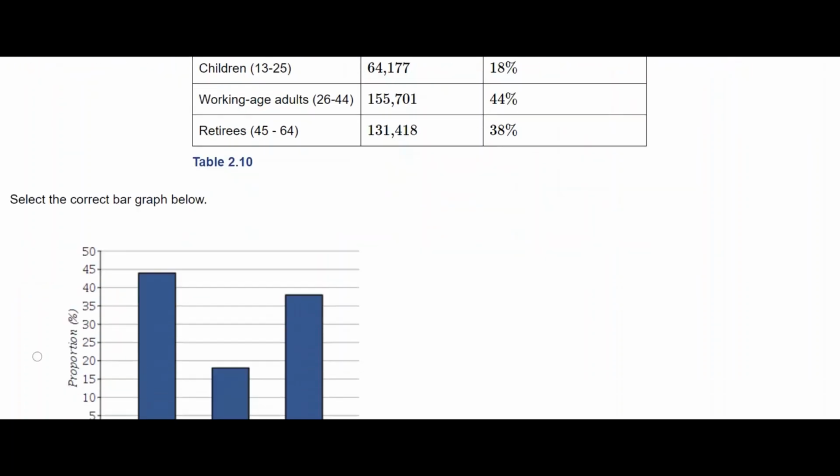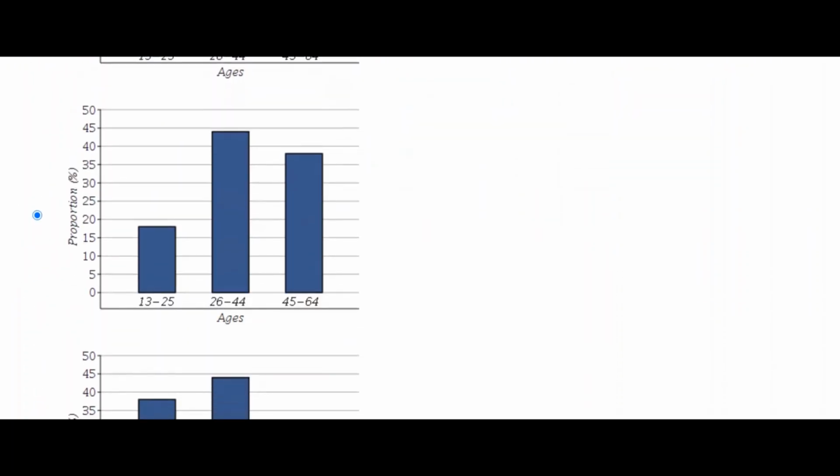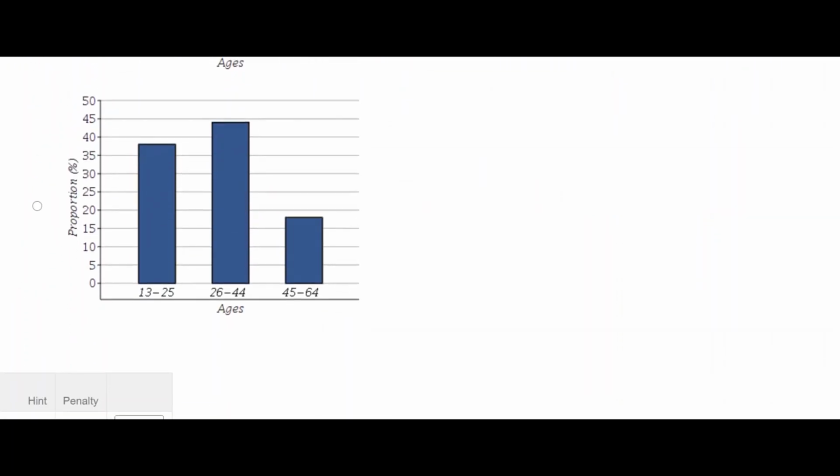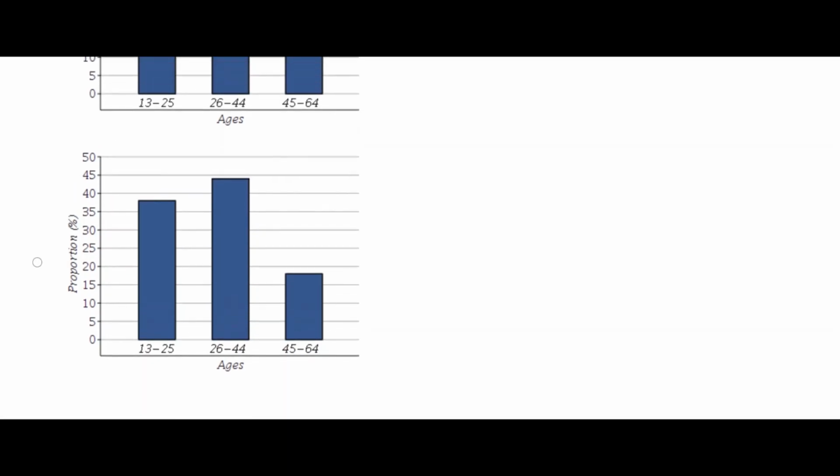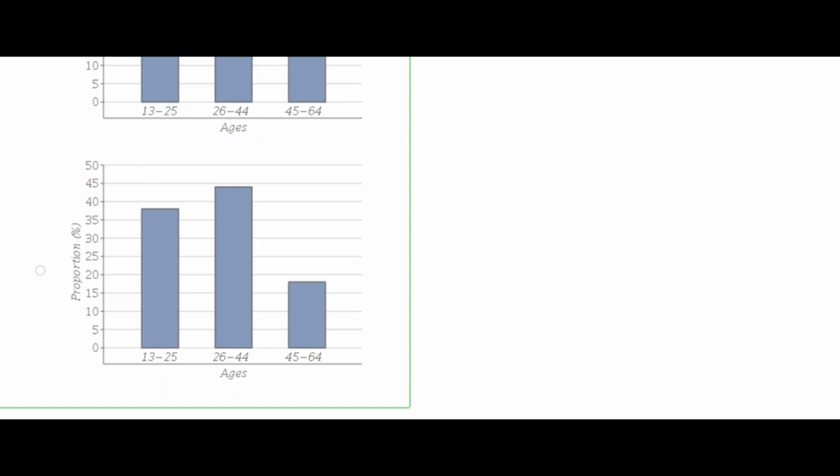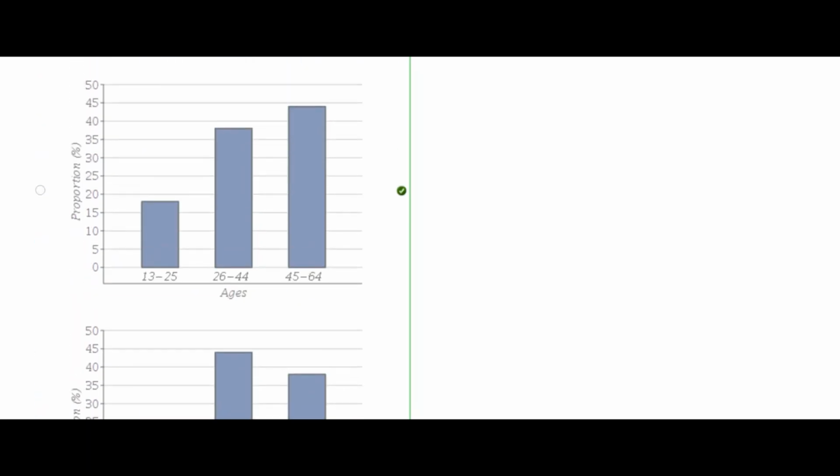All right, so it seems like we have chosen the right choice, and now we see if we have done it correctly. Okay, so the system has turned it green, which means that we had been right in our choice.